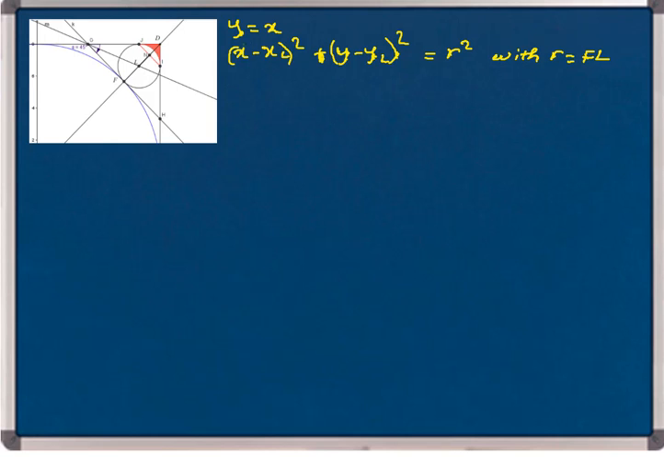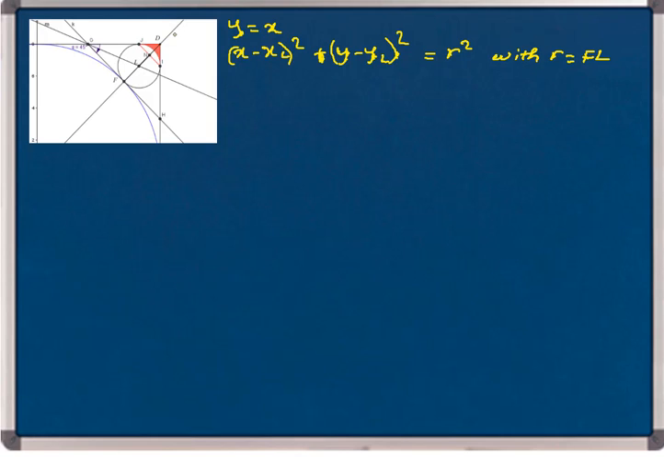We have seen y is equal to x, and (x minus xl) squared plus (y minus yl) squared is equal to r squared. This is the small circle, with r, the small r, being the radius FL here. First, let's find the coordinates of F, the point of tangency. So let's go for that.